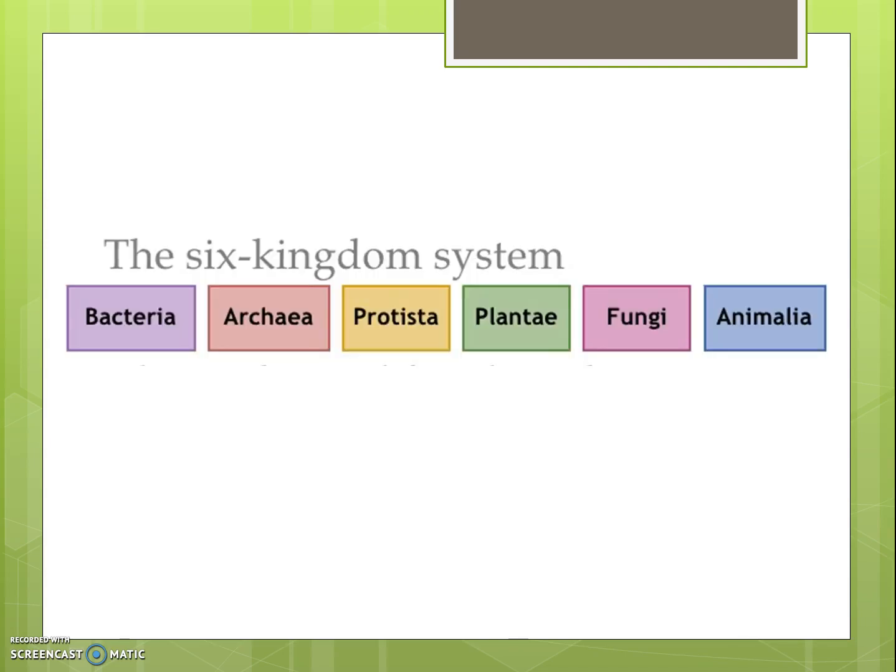Scientists currently divide all living things into 6 large groups called kingdoms. The 6 kingdoms are bacteria, archaea, protista, plants or plantae, fungi, and Animalia, or animals. Kingdom is the most general grouping of organisms. Organisms within the kingdom category can be divided into smaller and smaller groups.